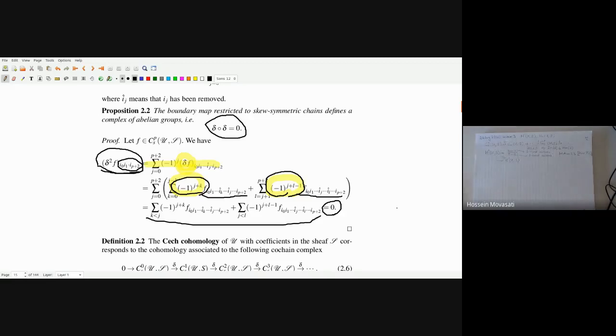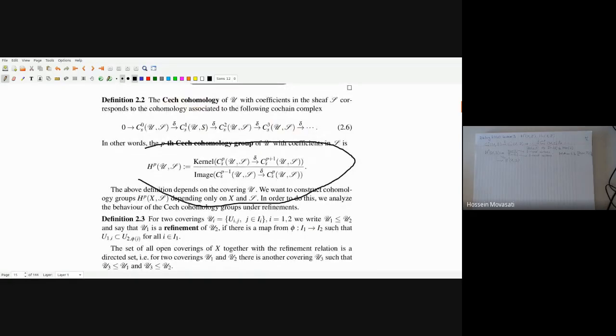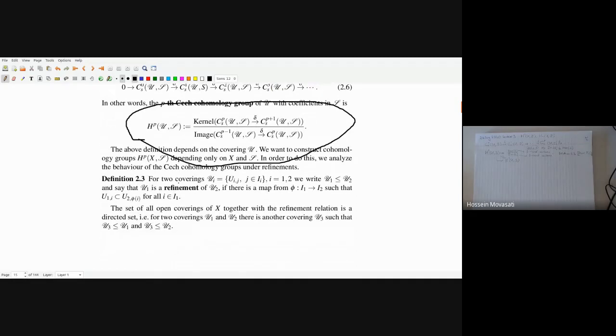Okay, so if there is no question, we already have this delta, and then we define our cohomologies. I was planning not to present this process of making independent of covering, but because of some homotopy argument that appears in it, I will present this one. Okay, so the idea is that we have to take a covering.